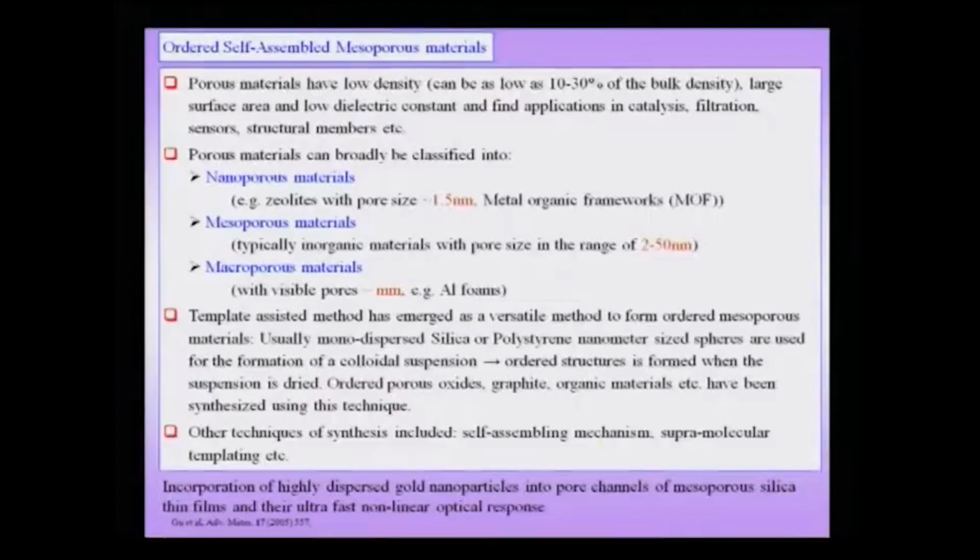Like we have ordered crystals, we can also have ordered pores, and these pores can exist in multiple length scales. They can in fact be macroscopic, which are visible to the naked eye. They can be mesoporous, in which case we are talking about a pore size in the range of about 2 to 50 nanometers, and we can have nanoporous materials where the pore size is extremely small.